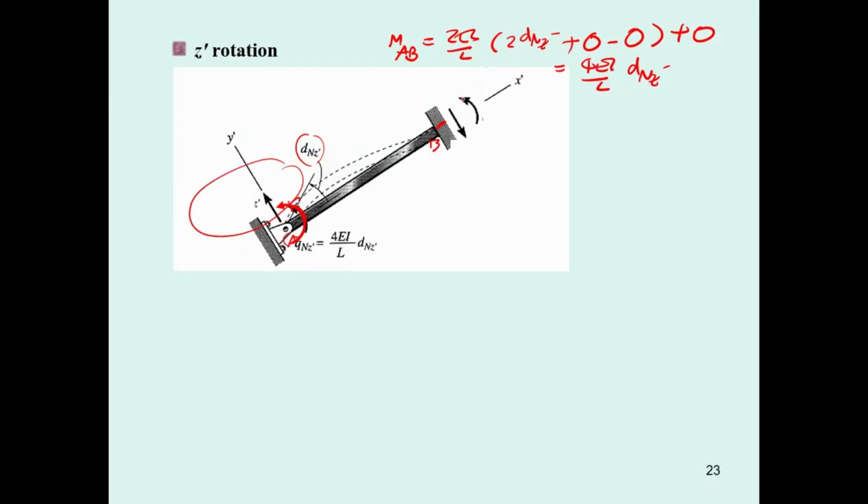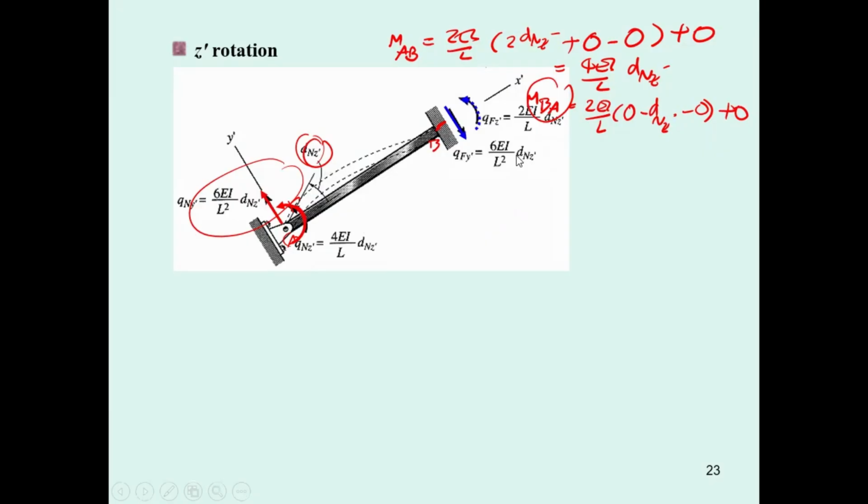And if you recall over here, it's going to be M sub BA. That's going to be 2EI over L. And then 2 theta sub B, 0. And then D sub n z prime, the slope over here. And then minus 0 plus 0. Then M sub BA is going to be half of M sub AB. That's going to be what? As we obtained from this one, M sub BA is going to be half of this one.